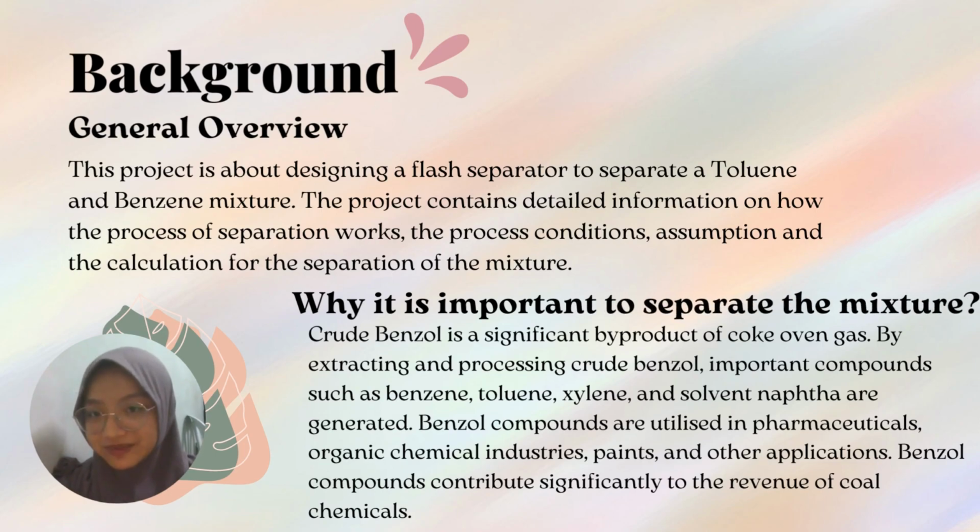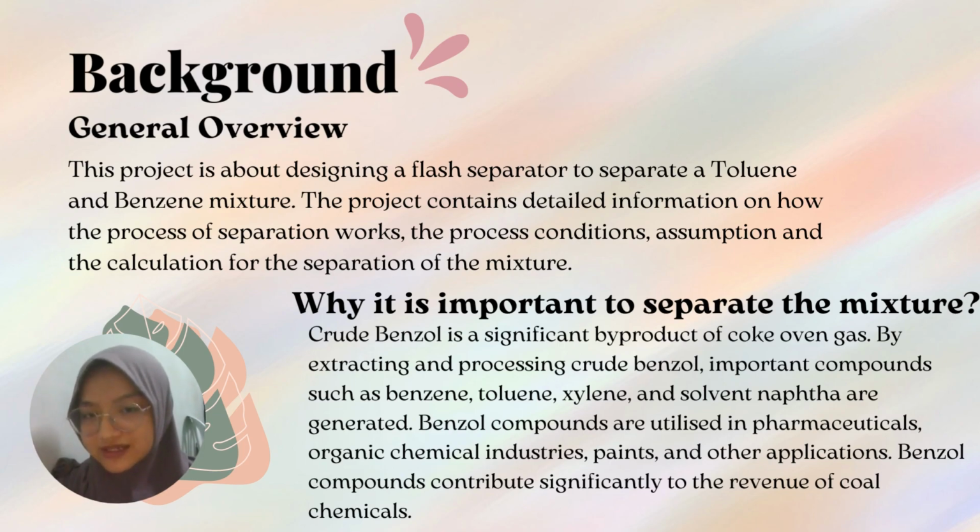So I'll be presenting about the background of this project, and I will also explain the process of the separation, basically how the flash separator works. Okay, so first, this project is about designing a flash separator to separate a toluene and benzene mixture. The project contains detailed information on how the process of separation works, the process conditions, assumptions, and also the calculation for the separation of the mixture.